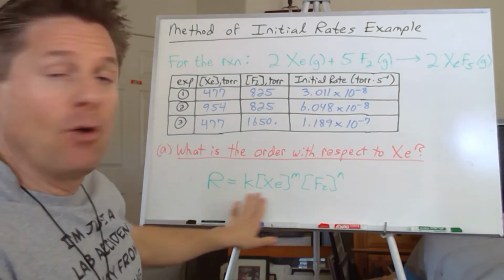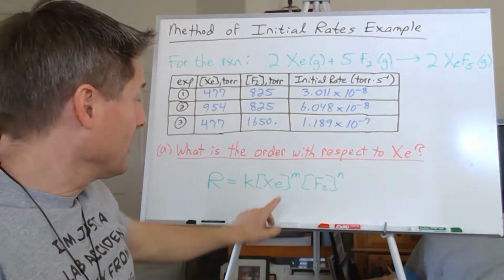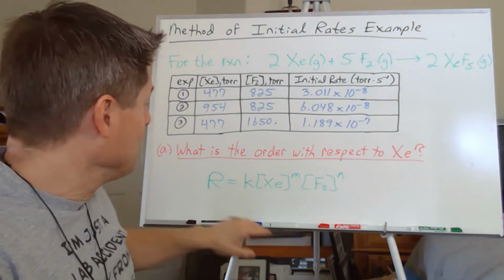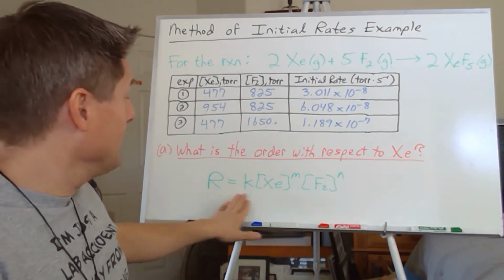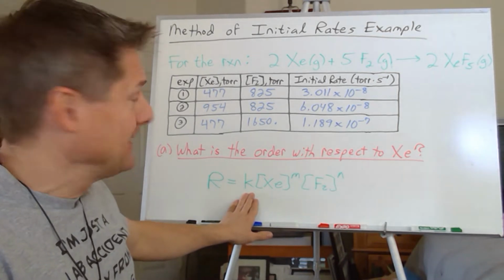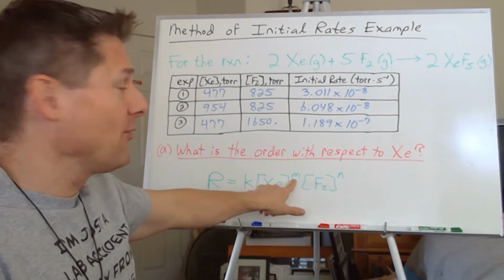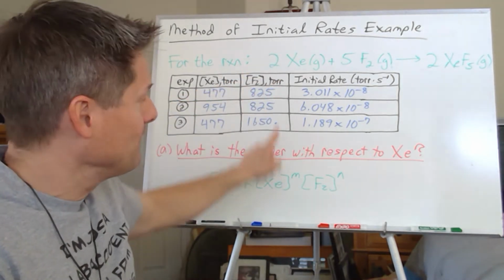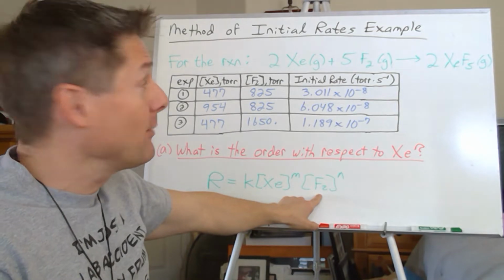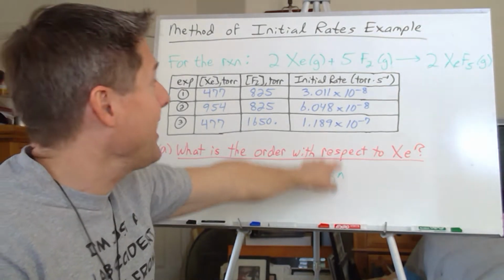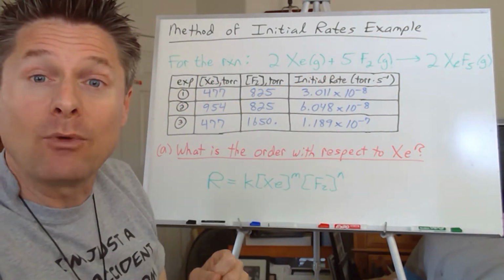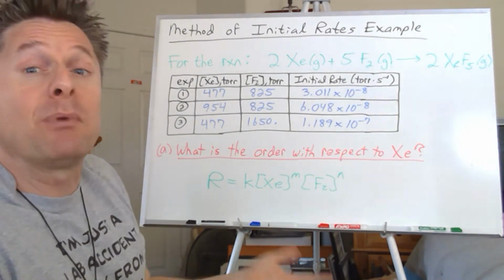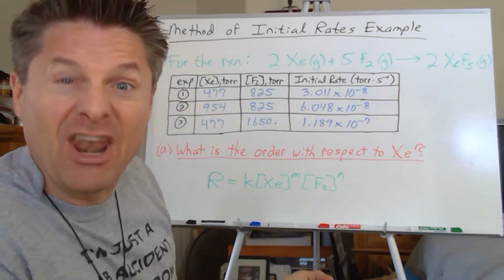So this will be the overall rate law, right? Our goal is to determine M and N. So the rate is going to be equal to the rate constant times the concentration of xenon raised to some integer M, and that's not necessarily going to be equal to 2, right? Times the concentration of the other reactant, fluorine, raised to some integer N, which is not necessarily going to be equal to 5. Probably won't be. Could be, but probably won't be.